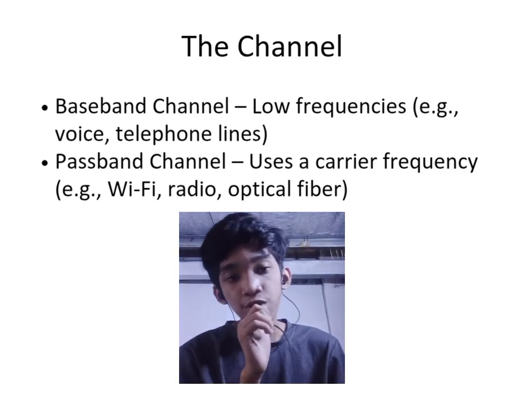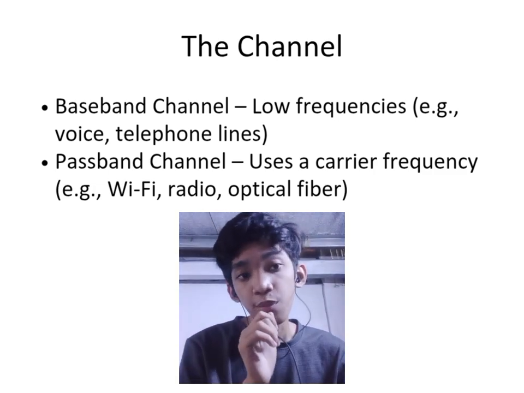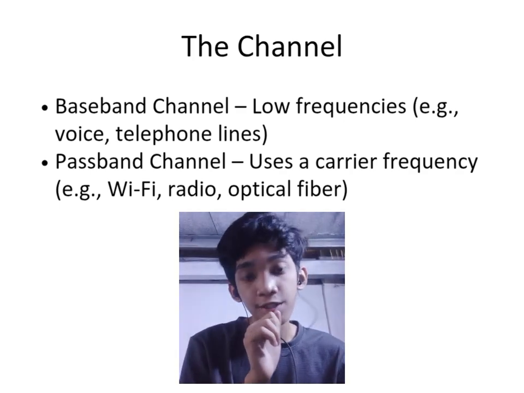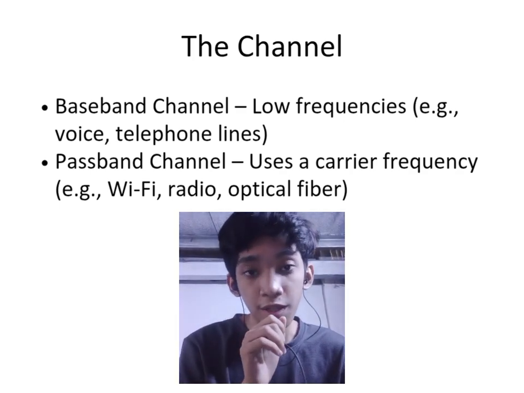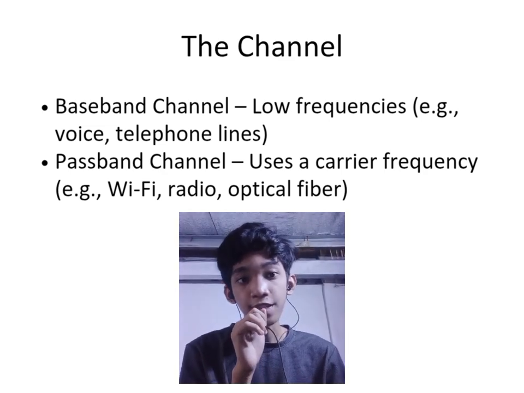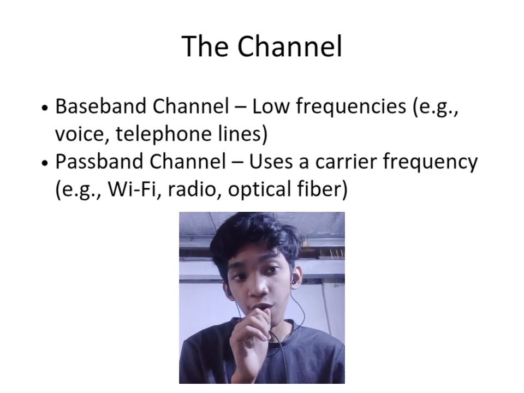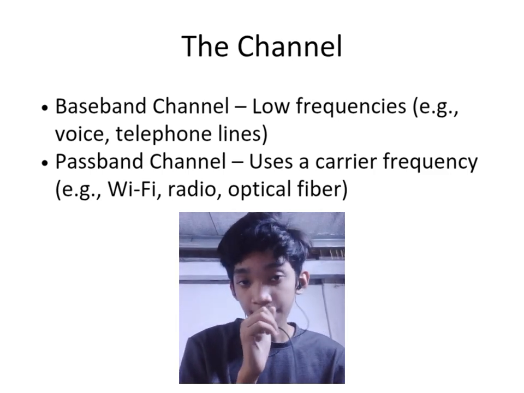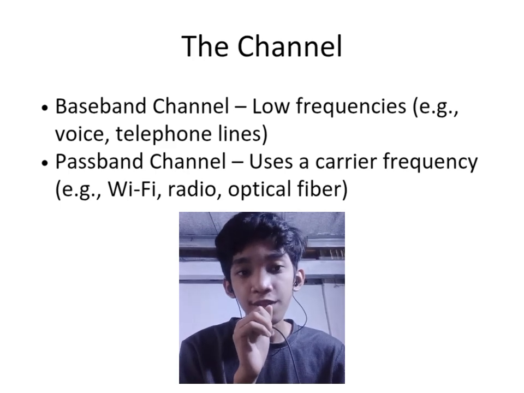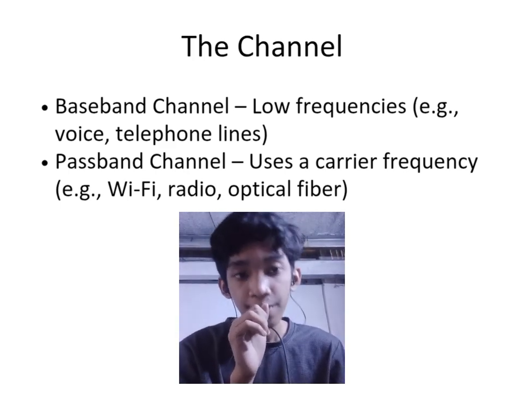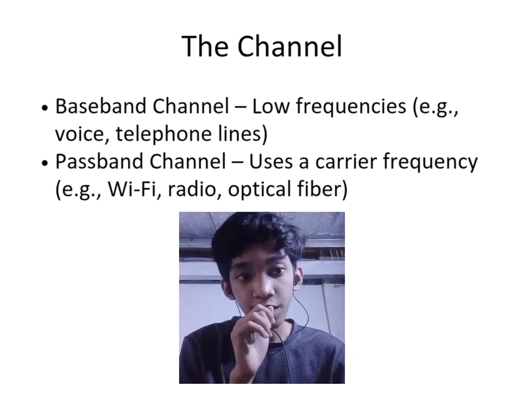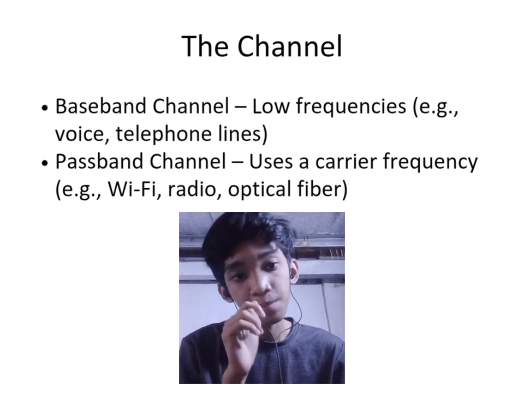Now, let's take a closer look at the channels, which is basically the pathway where signals travel. The first channel we're going to talk about is called baseband channel, or low frequencies. An example is voice or telephone lines. In baseband channel, the original signal is sent directly without needing a high frequency carrier. A common example, like I said earlier, is voice sent through a landline telephone.